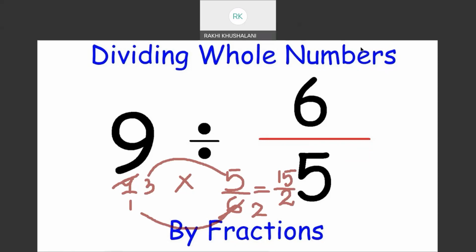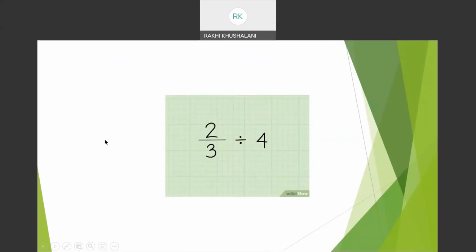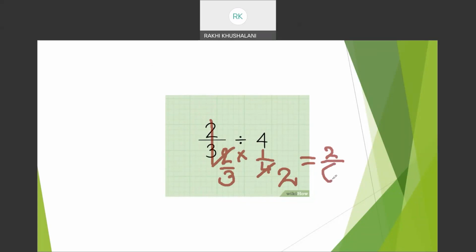Let's see one more. Keep, change, flip. This will become 1 by 4 because 4 can be written as 4 by 1. So this I have kept as 2 by 3. If you want, you do the multiplication first, or if you want, you do the cancellation first. I always believe in cancellations, and I always try to teach us to write it from the start. So 2 into 1 is 2, and 3 into 2 is 6.